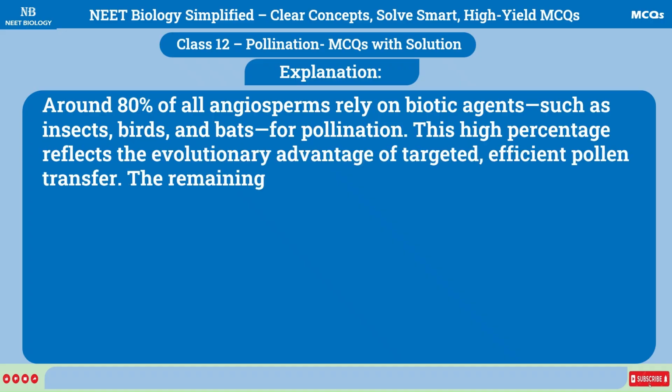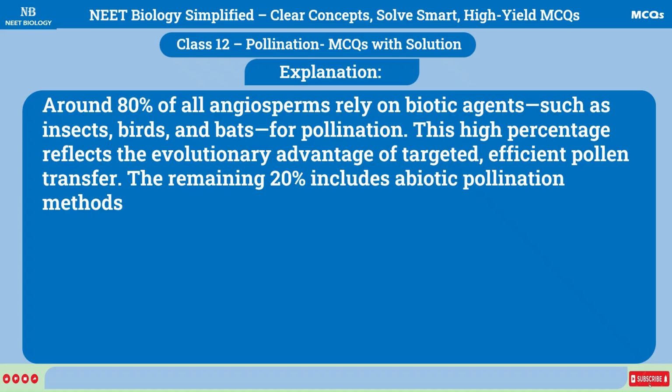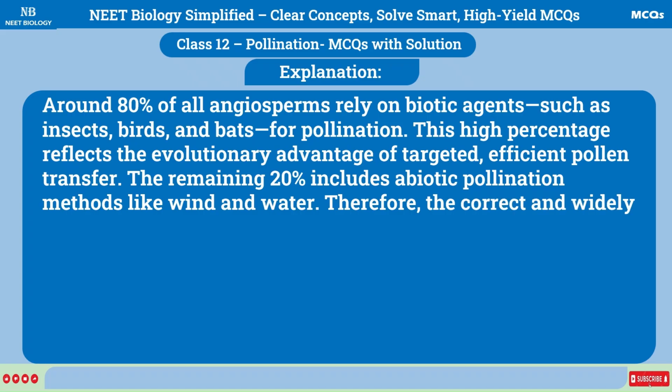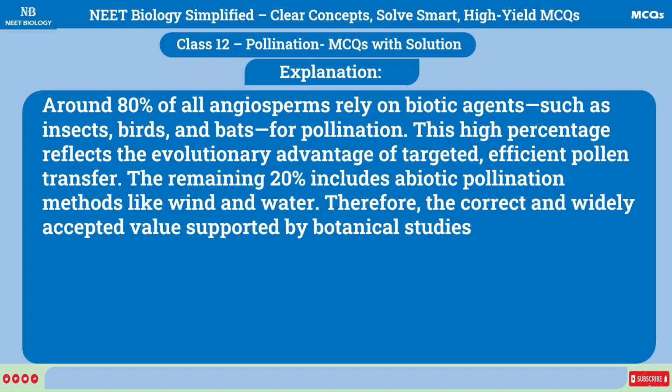The remaining 20% includes abiotic pollination methods like wind and water. Therefore, the correct and widely accepted value supported by botanical studies is 80%.